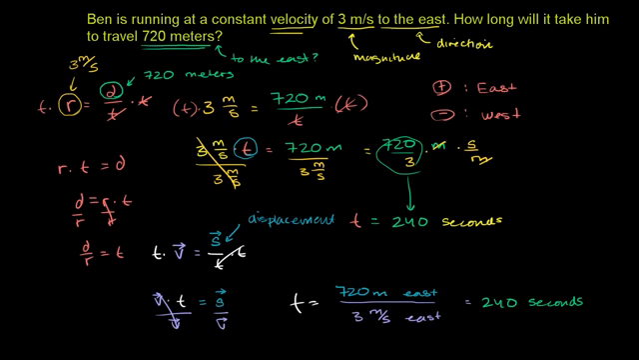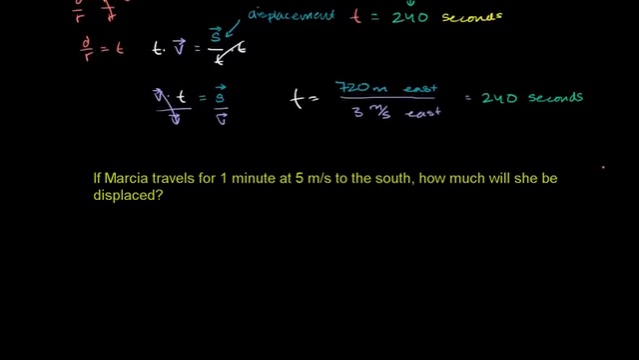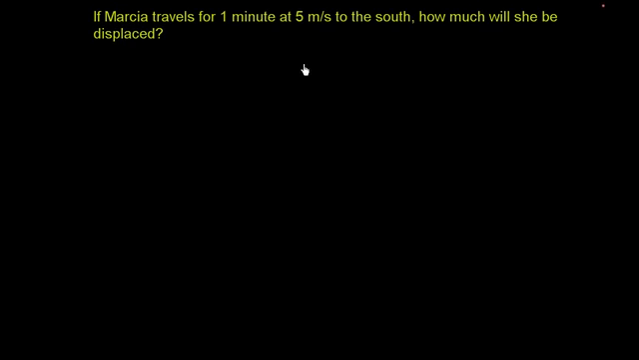Let's do one more example dealing with displacement, velocity, and time. So we have, if Marcia travels for 1 minute at 5 meters per second to the south, how much will she be displaced? And so we know that velocity, let me do it this way.